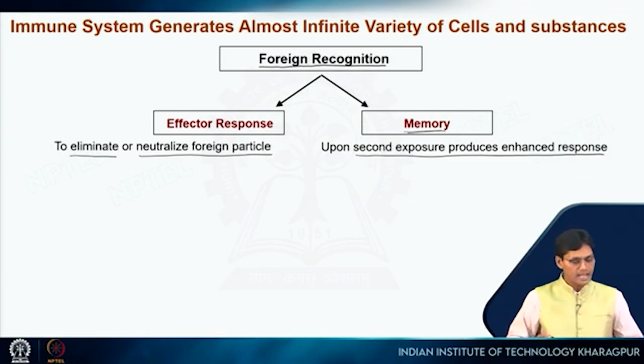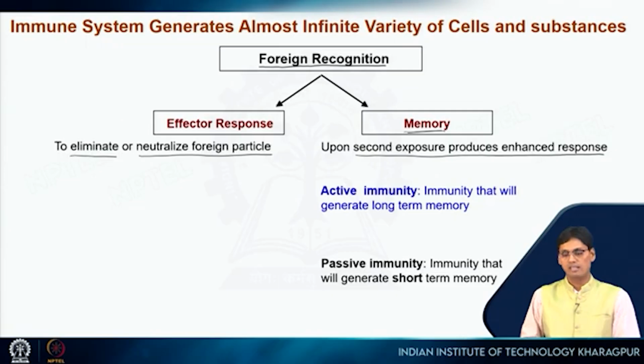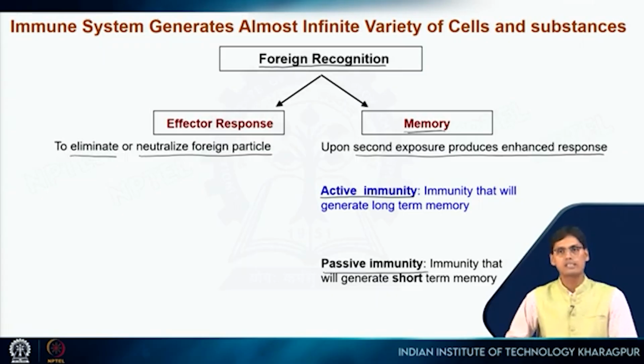Okay? And this can be of two types. This immune memory can be developed because of either active immunity or passive immunity. I will go step by step. So active immunity means immunity that will generate long-term memory. Okay? And in the case of passive immunity, immunity that will generate short-term memory. Let's see with an example.